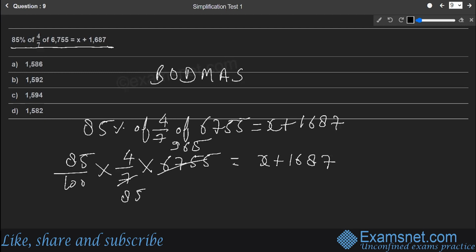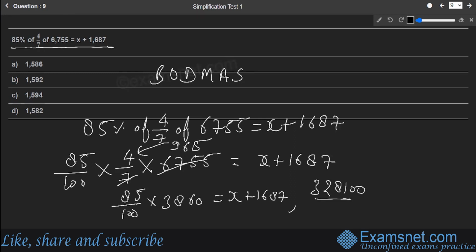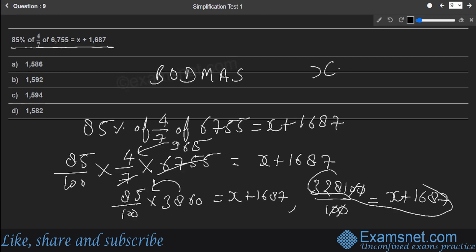So it becomes 85 by 100 into, if you multiply 965 into 4, it gives us 3860, is equal to x plus 1687 on the right hand side. If you simplify this further, it is coming out to be 328100 divided by 100, when we have multiplied 85 with this number, is equal to x plus 1687. If we cut the double zeros, this is what we are left with. And solving this expression, we can easily get the x value. X value is coming out to be 3281 minus 1687. That is equal to 1594.